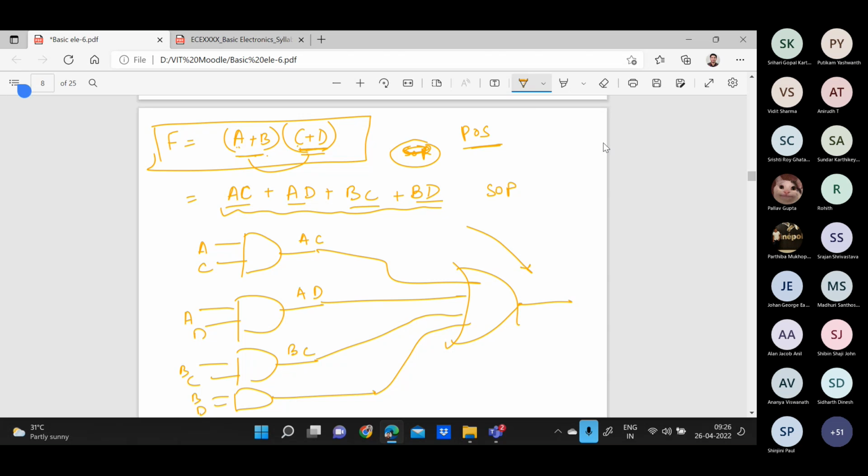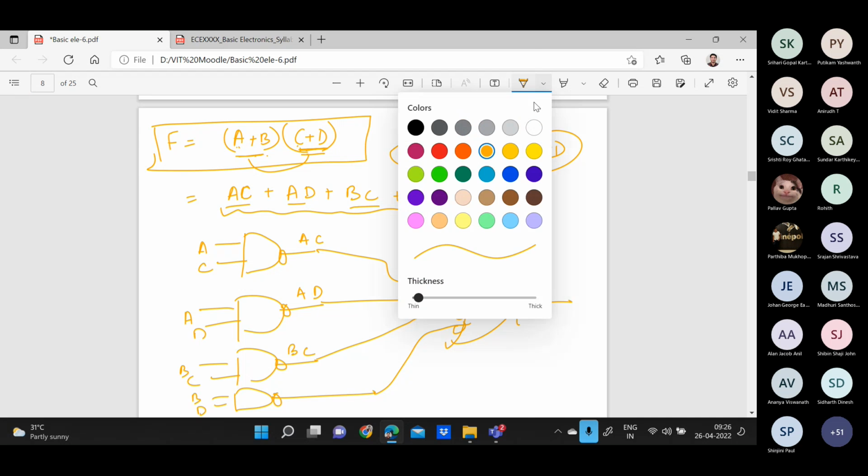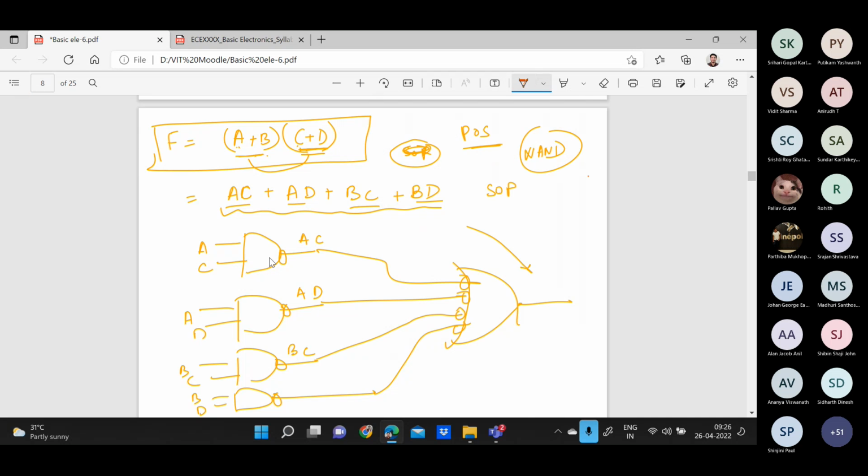And if you want to design by using the NAND gate, what can we do next? Bubbling. One bubble here, one bubble here, one bubble here, and so on for all the inputs and outputs. You can see all are NAND gates now. These are all NAND gates, 1, 2, 3, 4, and this is a bubbled OR gate, and this bubbled OR gate is also equivalent to a NAND gate. So in this manner you can design by using the NAND gate. Understand? This is the procedure.